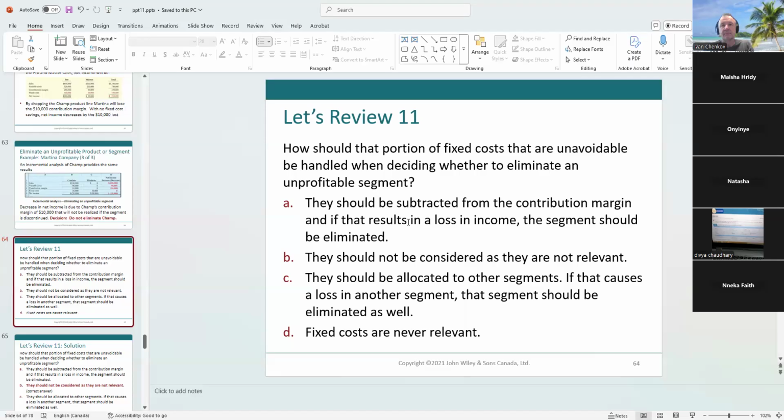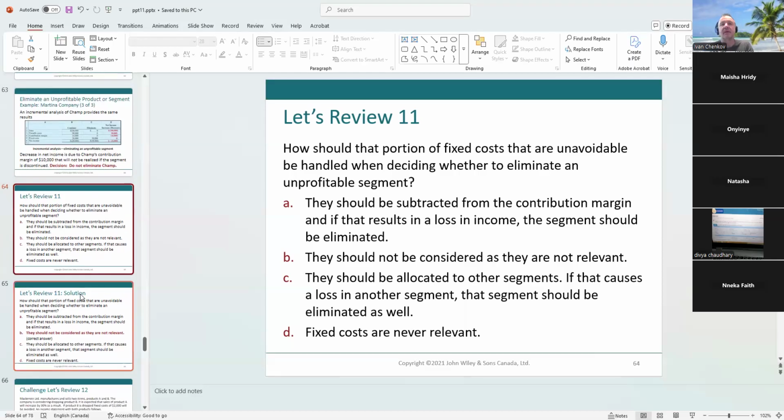Answer is B because it's a fixed cost. It is a fixed cost, yes. It's not a relevant cost and should not be included. That's correct.